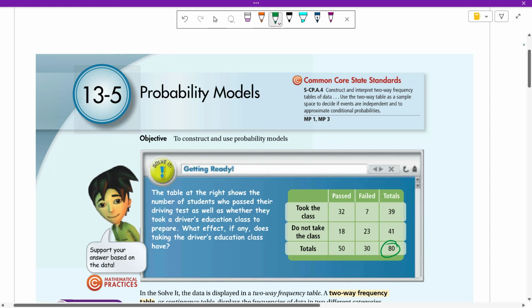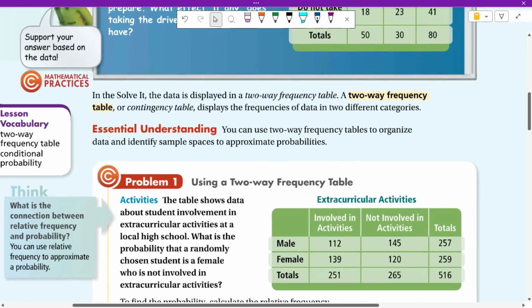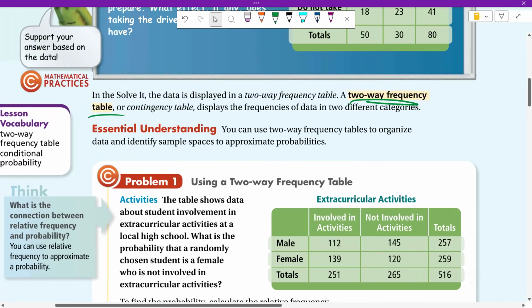Okay. So taking driver's ed, not taking driver's ed. If you took driver's ed, then 32 of the 50 who passed it took driver's ed. 18 of the 50 who did not take driver's ed passed. So only 7 failed if they took driver's ed. 23 failed if they didn't, and so on. So you just have to look at the way they ask the question on a two-way frequency table to figure out what they want.